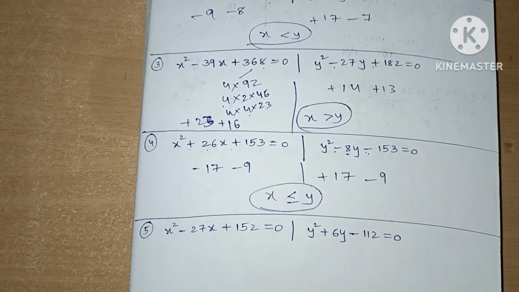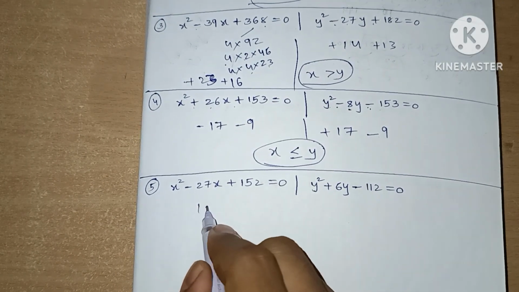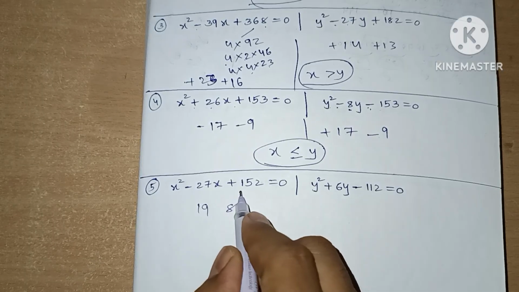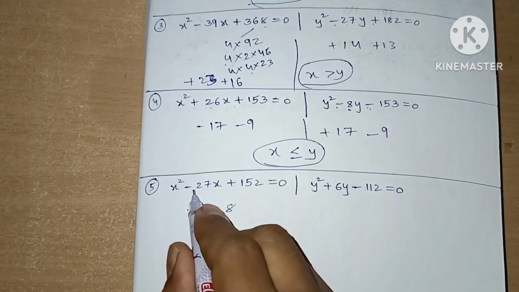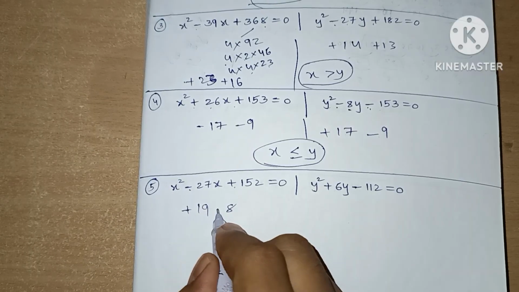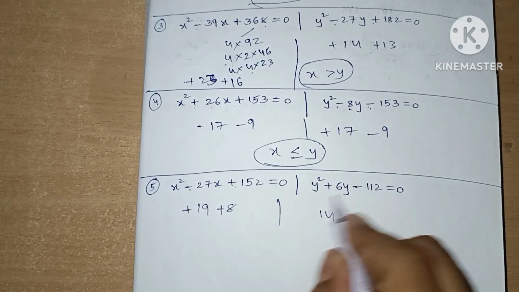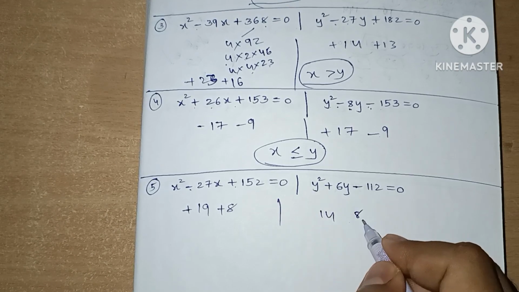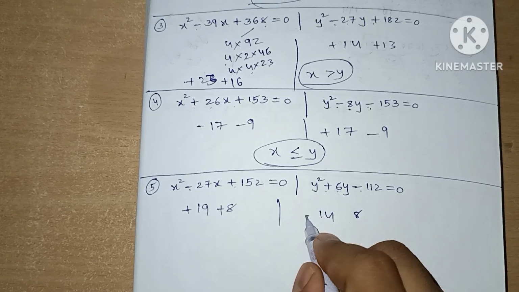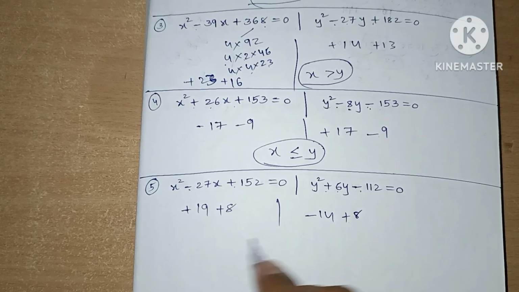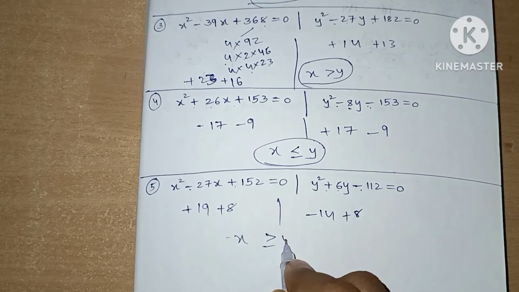Next, fifth one. 152: it is 19 eights. This is why I said we need to learn the 20 into 20 tables by heart. Minus and plus, plus and plus are the roots. Here 112: 14 eights will be 112 and we got 6. Plus and minus. Here minus and plus are the roots. By comparing these two, it is clear that x is greater than or equal to y.